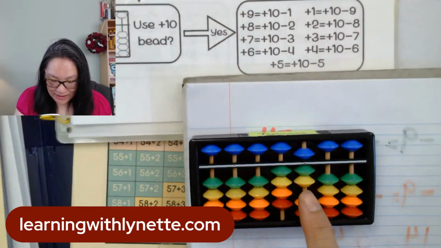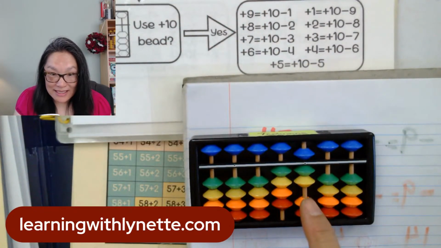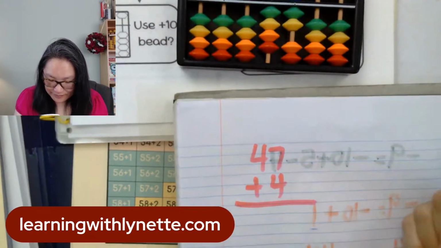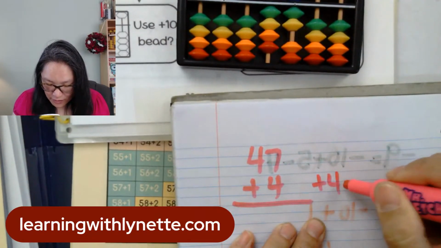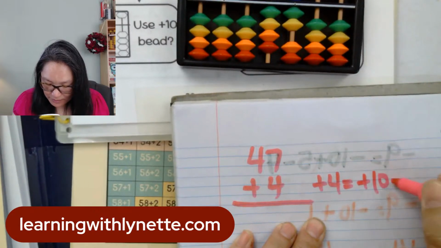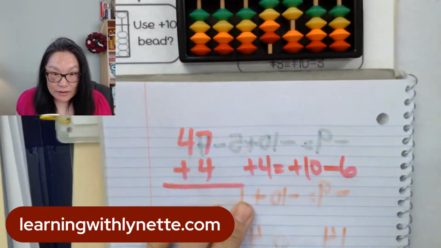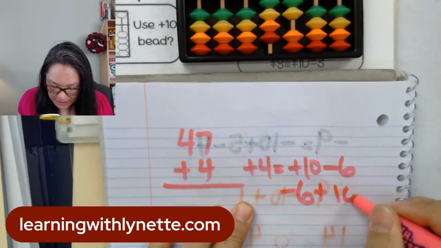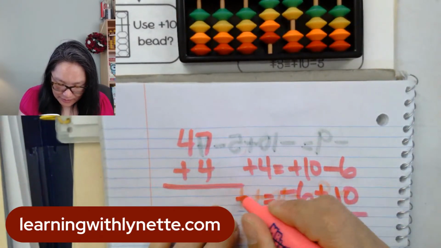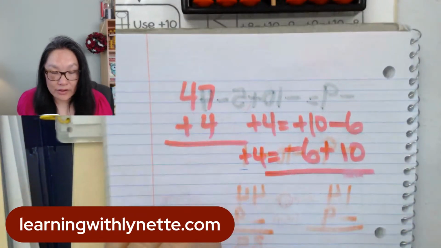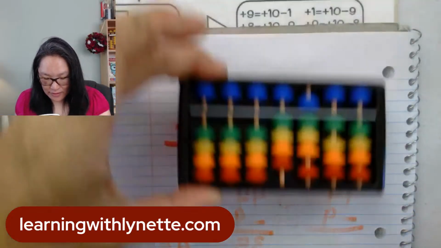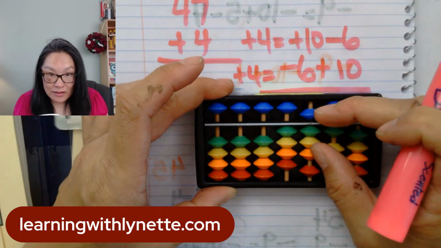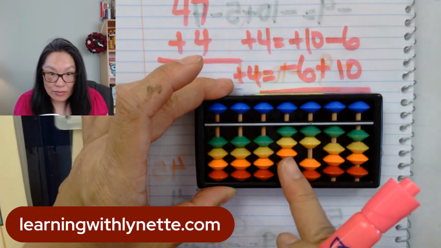Plus the 10 minus the 6. Plus 4 is equal to plus the 10 minus 6. We can do the commutative property. Minus 6 is equal to plus the 10. We can do that. Why? Because I want to minus the 6. Minus the 6 plus the 10.